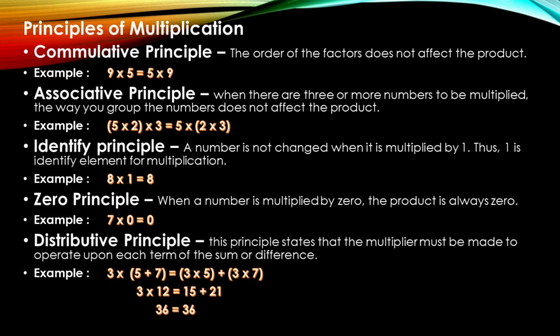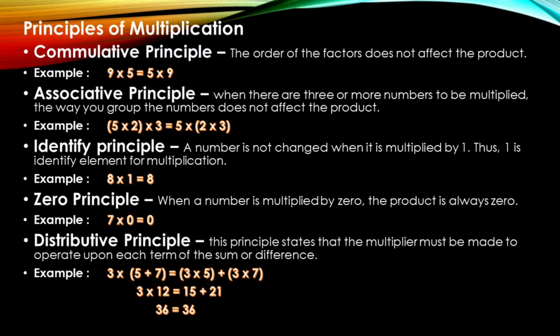Next, principles of multiplication. Commutative principle. The order of the factors does not affect the product. So, ibig sabihin ko ng does not affect ay hindi po tayo makaka-apekto kung ano na po yung maging results o maging answer po ng ating given. So, for example po class, 9 times 5. So, kapag binaliktad naman po natin na gawin po natin 5 times 9, di ba po same answer lang din naman po.